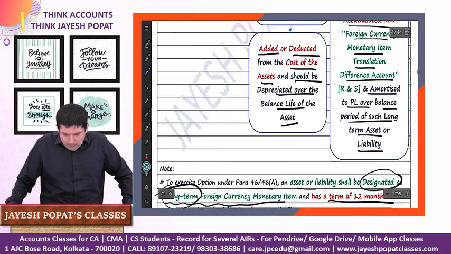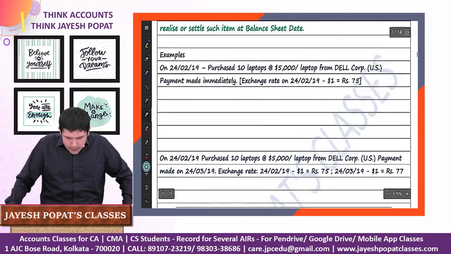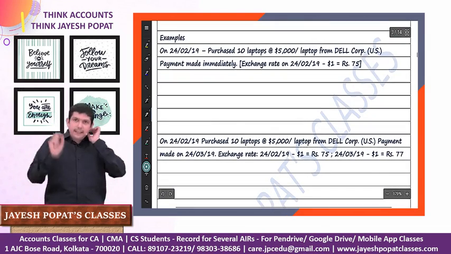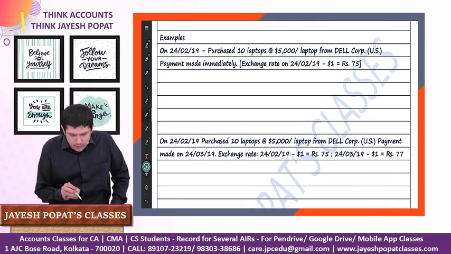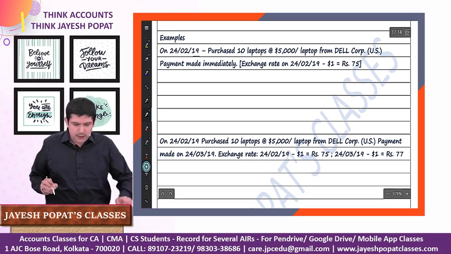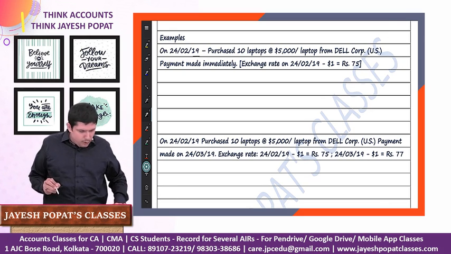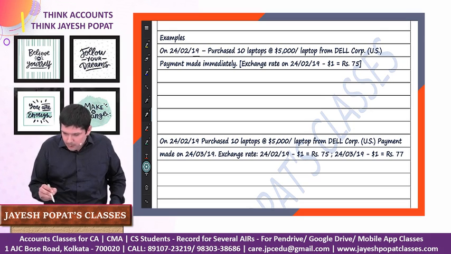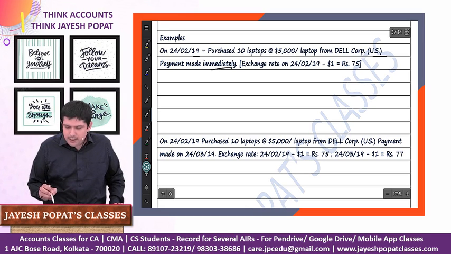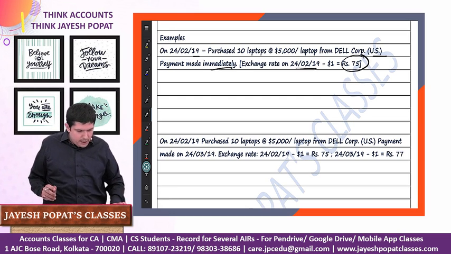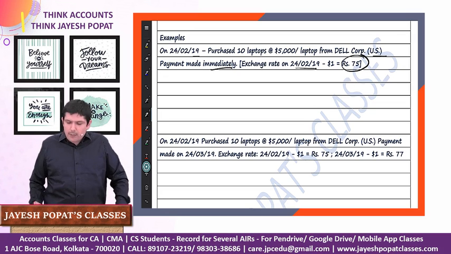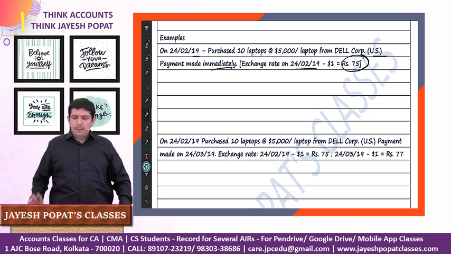Now let us look at certain examples under the normal scenario, right? First we'll look at an example under the normal scenario and then we'll take examples under 46, 46A as well. Let's say on 24th of September 2019, you purchase 10 laptops at $5,000 per laptop from Dell Corporation US. The payment was made immediately and the exchange rate on the date on which you made the purchase is 75 per dollar. So it's pretty simple. You are purchasing an asset where the amount is denominated in foreign currency and making immediate settlement.